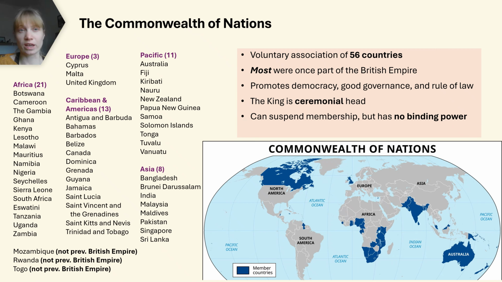So, just a bit of a recap on the Commonwealth, which is a group of countries that work together on shared aims like promoting democracy and development. Most members used to be colonies of the British Empire, but some, Mozambique, Rwanda, and Togo, never were. They chose to join later due to common values of democracy, development, and cooperation, and wanting stronger international ties. There are currently 56 nations part of the Commonwealth, and King Charles is the symbolic head.